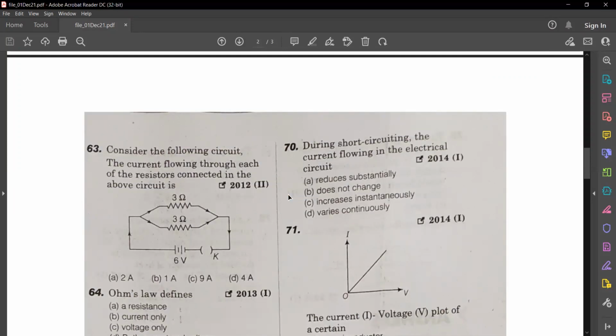We are going to see some previous year physics questions of India exam.